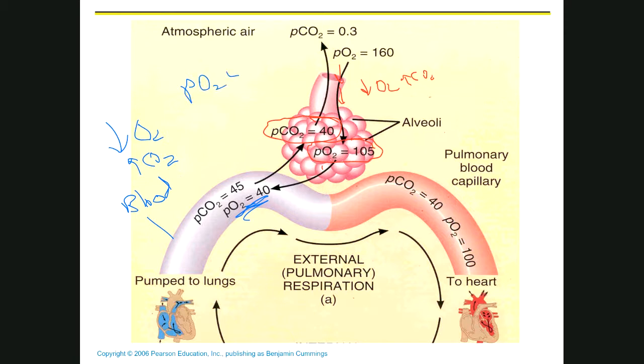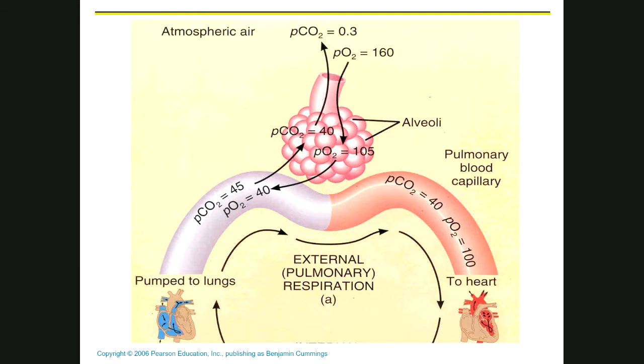And it's high in carbon dioxide. The partial pressure of carbon dioxide is about 45. So this is going to come in contact with this, and we're going to get gas exchange. Well, remember, it's 100% by diffusion, and diffusion occurs from high to low.